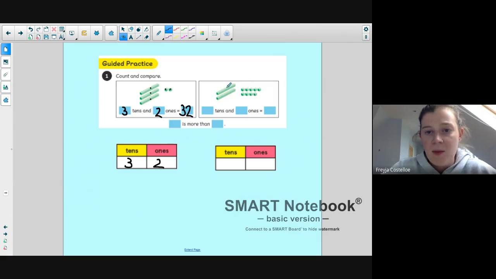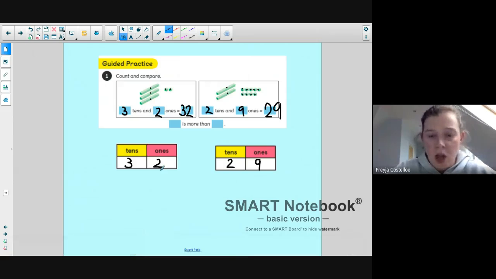And what about here? How many tens have we got? 1, 2. Great, pop that in our tens box. 2 tens. And how many ones? Oh, we've got more here. 1, 2, 3, 4, 5, 6, 7, 8, 9. We've got 9 ones. How much does that give us all together? 2 tens and 9 ones makes 29.